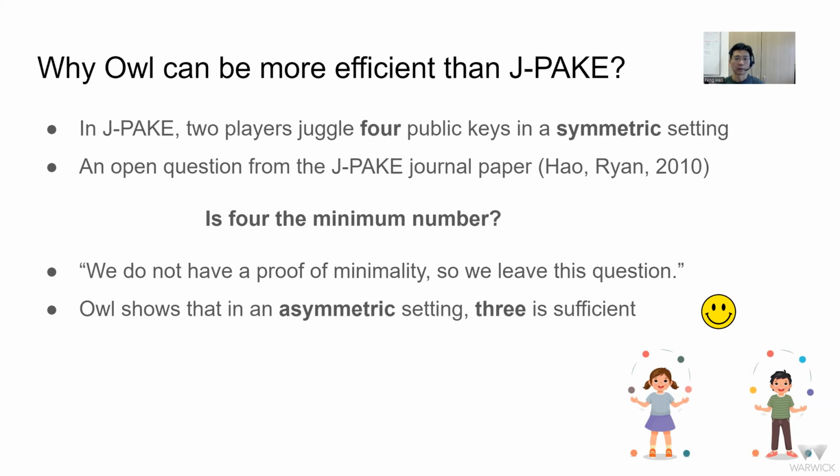However, here we are not talking about the symmetric setting, it's the asymmetric setting. It turns out that in the asymmetric setting, we only need 3 keys. So that saves cost. And that is the intuition why in OWL we do more operations than J-PAKE, but actually the computation cost is even lower. As a trade-off for this, we need persistent storage at the server. But in the augmented PAKE setting, persistent storage at the server is given, so that is not any problem.